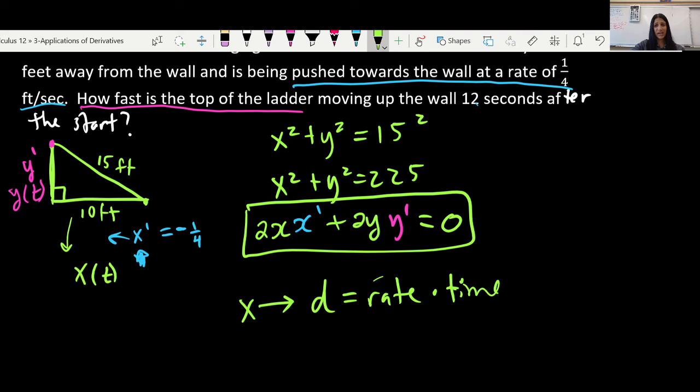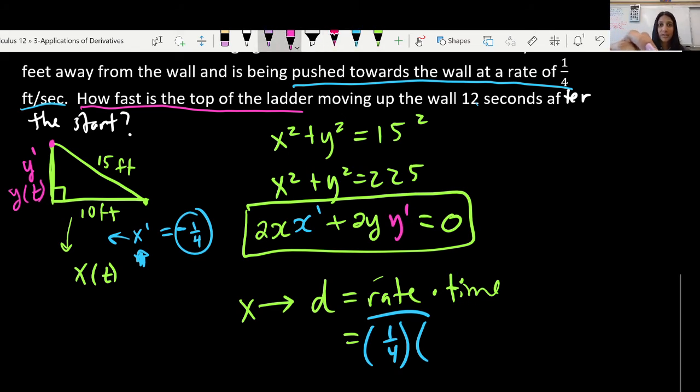Or you could look at it the other way, like rate or speed is equal to distance over time. So we've just rearranged that equation. So knowing that, we know that the rate would be basically this guy here. So I can plug in 1/4, because I don't need the negative part. I'm not looking at that. I want to figure out what the value actually is. And then we were told here that we're looking for it 12 seconds after the start. So my time at that point would be 12. So then working my way through this, I would see that the distance at that point, the x value, is going to be 3 feet.